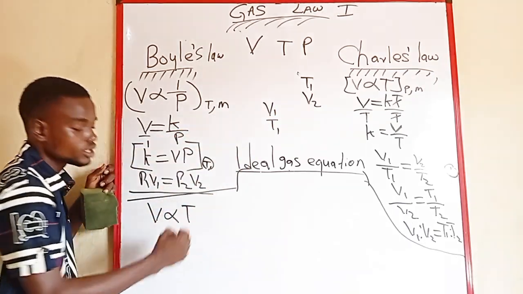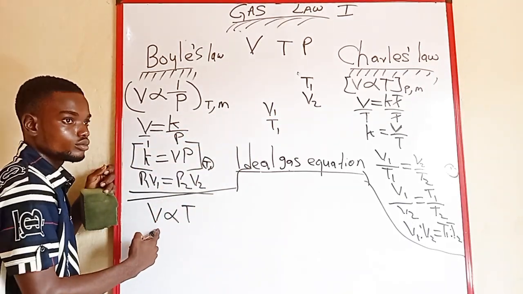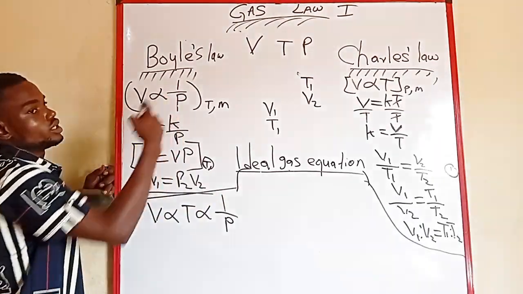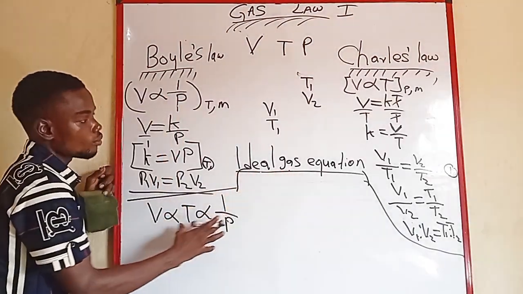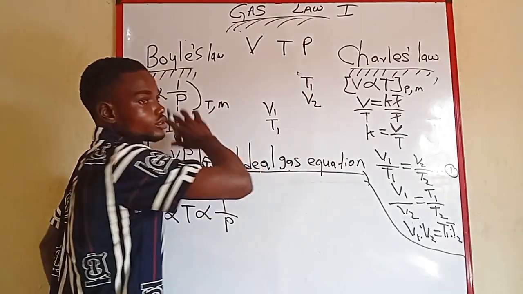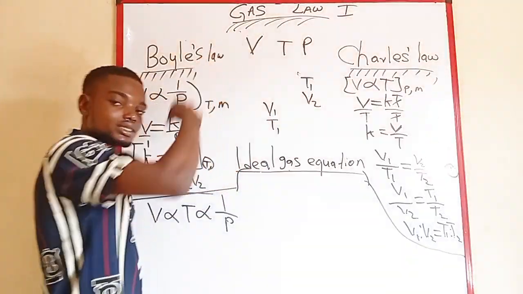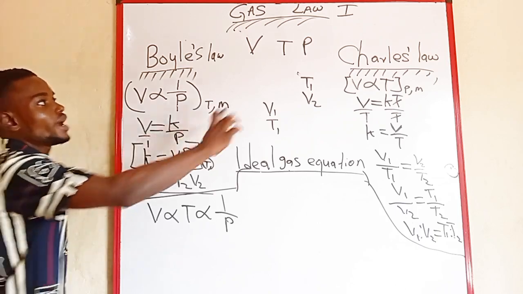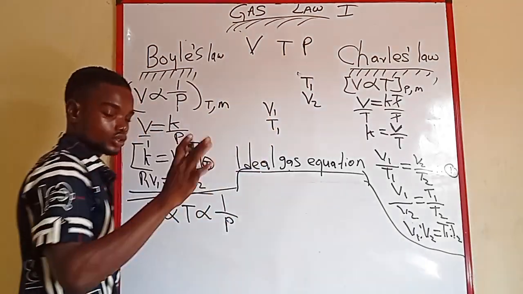Directly proportional to T, and the volume is also inversely proportional to P. So for the ideal gas, we are combining both statements of fact from Charles' law and Boyle's law to form the ideal gas equation for a gas whereby the temperature and pressure are not constant.